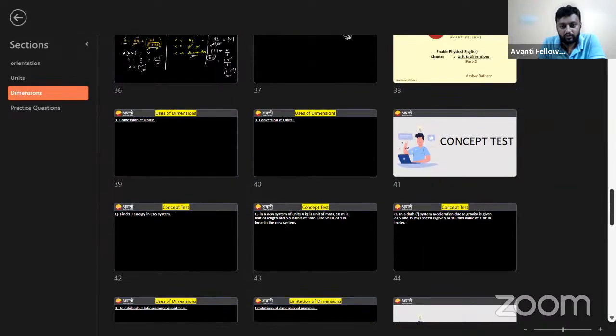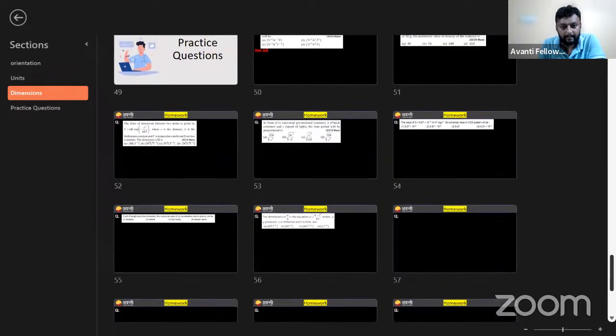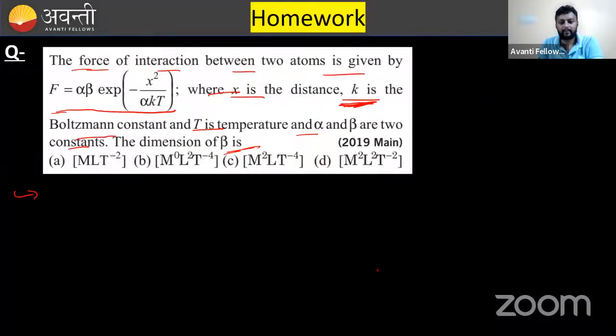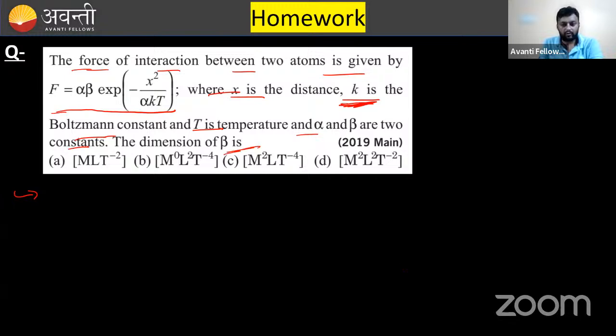So let's go to the question. Where were we? Okay, I think this is the question. So try to solve it. First of all, what it says: force is equal to alpha into beta into exponential raised to the power minus x square by alpha k and T. T is not time, T is temperature here. Now, in this equation, you need to find the dimension of beta.